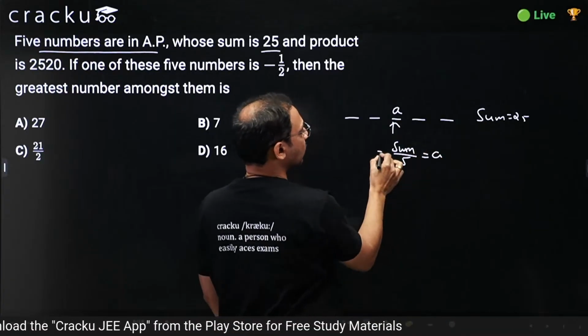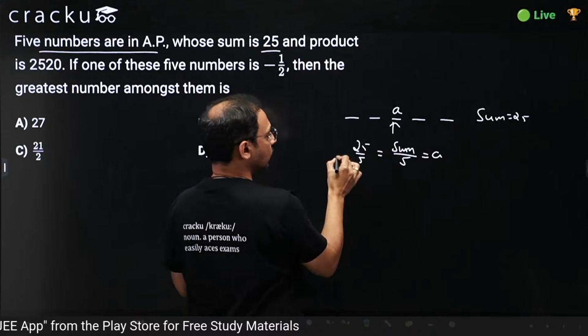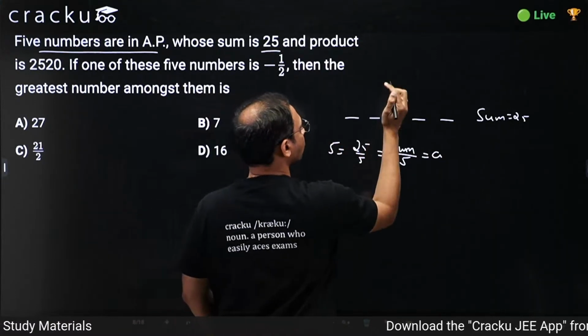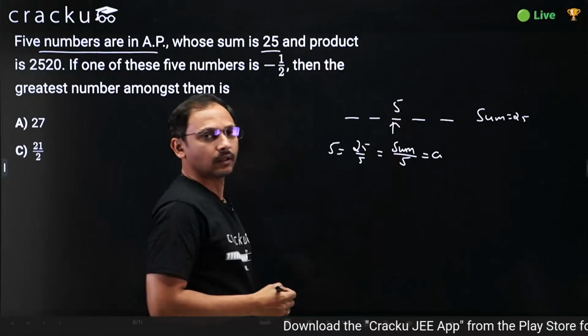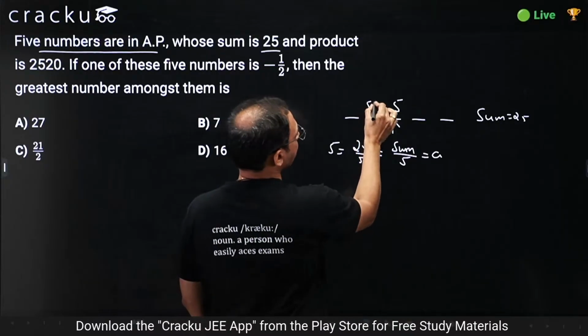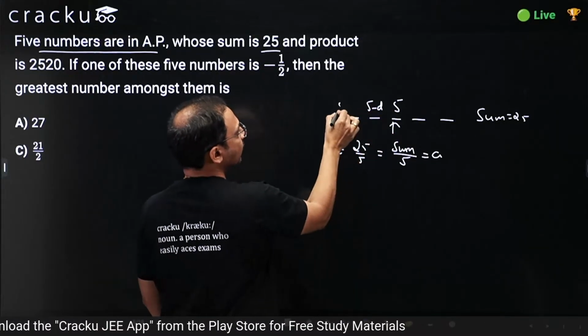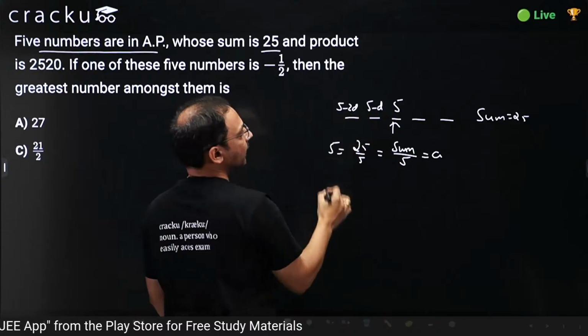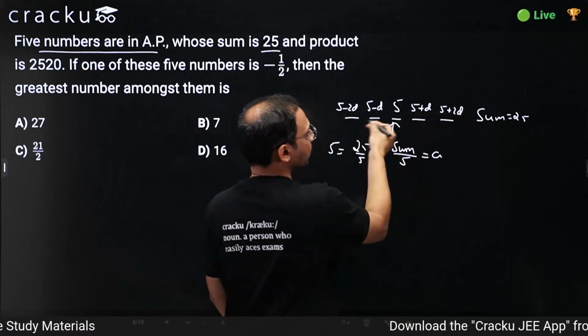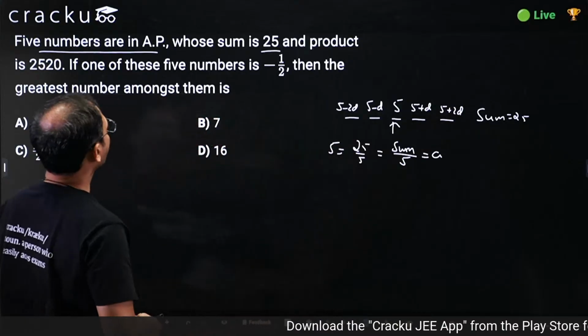And we know that the sum is 25. So the average will be 5, and the average 5 should be the middle term. So let us put 5 here. This is the trick to get to the middle term very quickly. So if the common difference is D, you have 5 minus D and 5 minus 2D here, and 5 plus D and 5 plus 2D here, because it's a symmetric sequence of 5 terms.